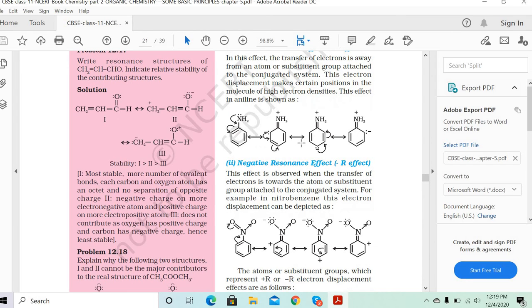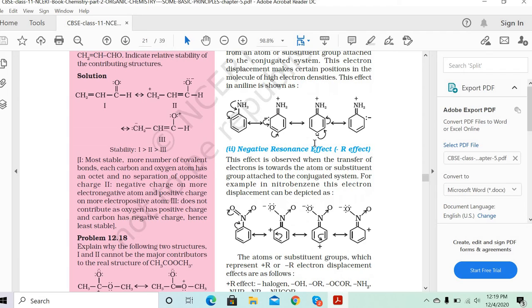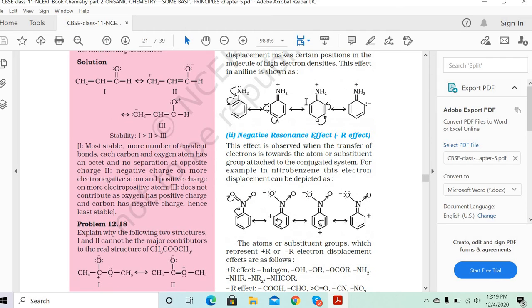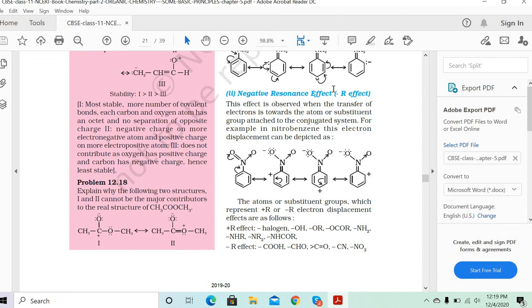Understood? Any questions? Any doubts? No, sir. Okay, now draw the negative resonance effect, the R effect, on this part. Draw nitrobenzene, then I will tell you.